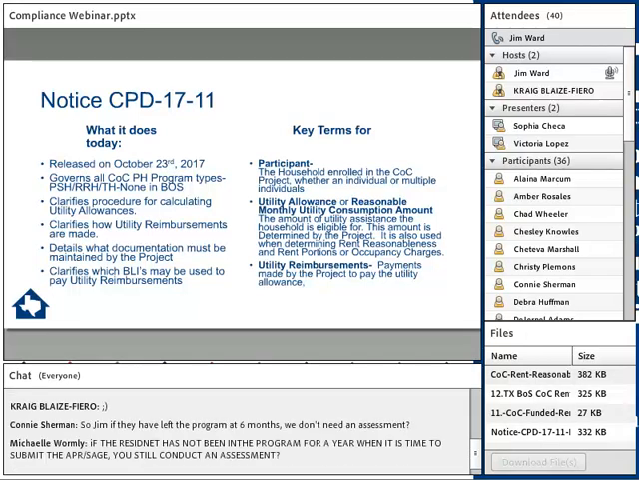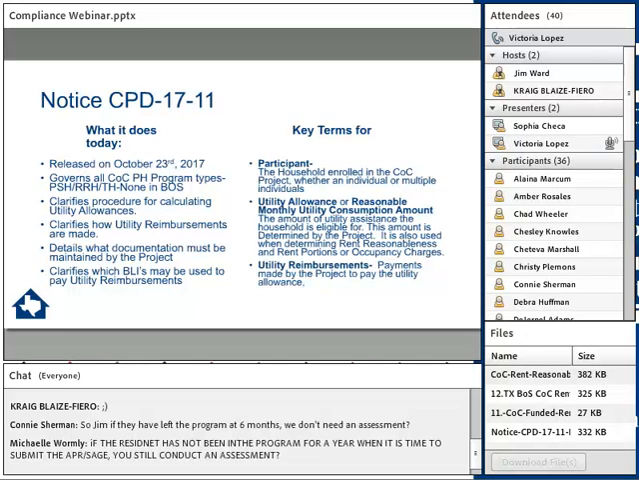So Connie asks, if they left the program at 6 months, you do not need an assessment. So that's correct. You do not need an annual assessment. You will still need to do an exit assessment that looks at their financial situation and their health insurance and disabling conditions, etc., when that participant exits the project, but you would not do an annual assessment on that participant.